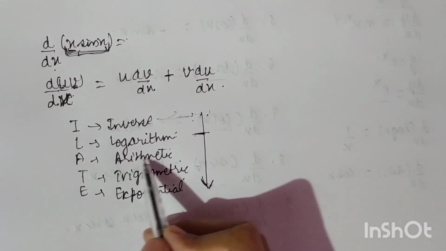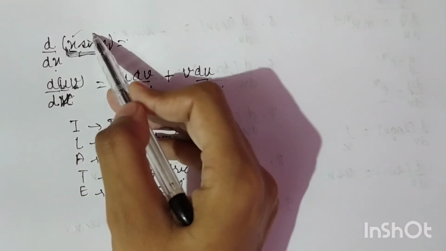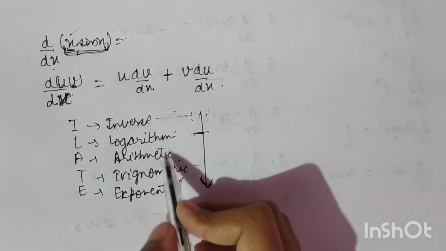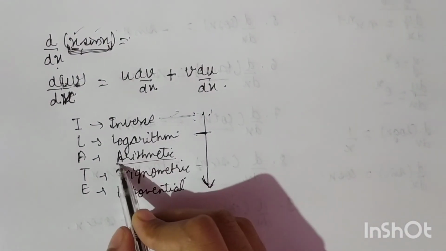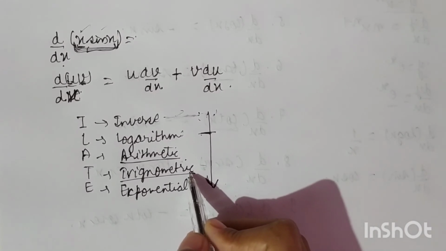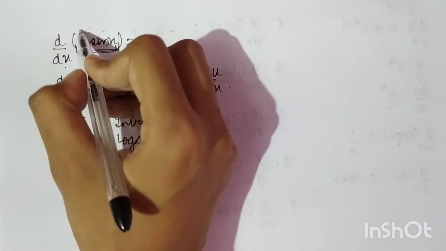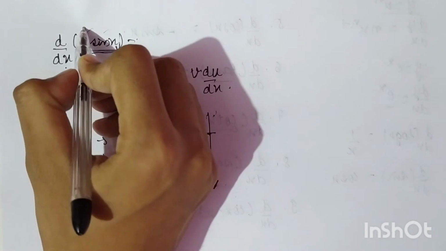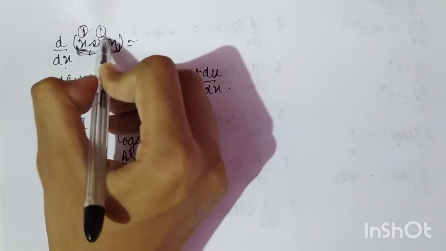Now here in this function we have one arithmetic term and the second one is a trigonometric term. So see, here first we have to consider the arithmetic term and then in second preference we give the trigonometric term. So what will be the first function? x, and the second function will be sin x.